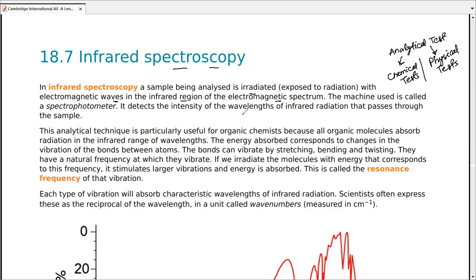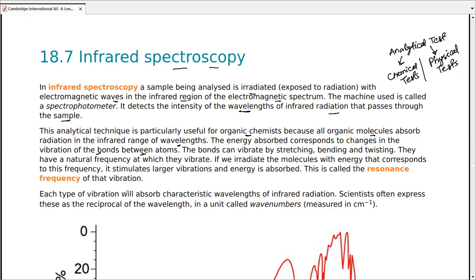So the machine used is known as a spectrophotometer. It detects the intensity of wavelengths from infrared regions that pass through a sample. This analytical technique is particularly useful for organic chemists. Why? Because all organic molecules absorb radiation in the infrared regions of wavelengths. The energy absorbed corresponds to the changes in vibration of the bonds between atoms.